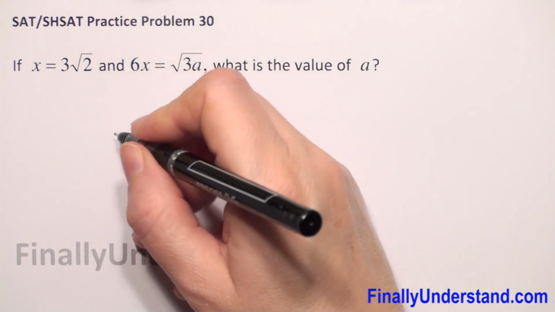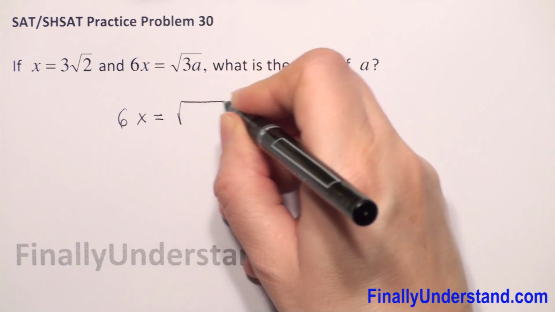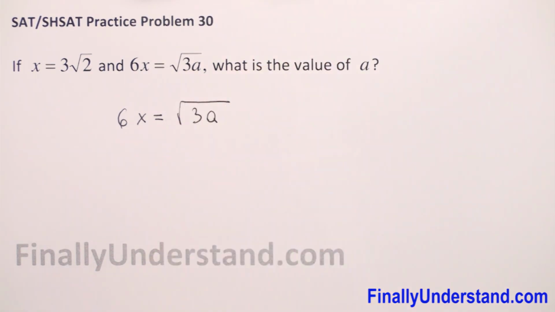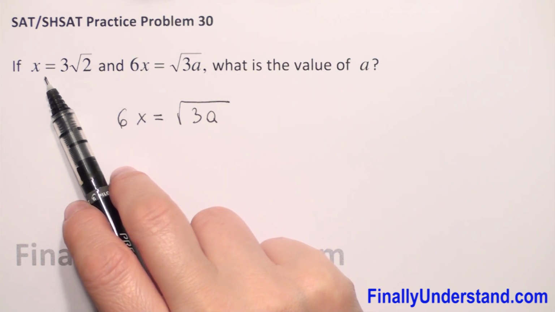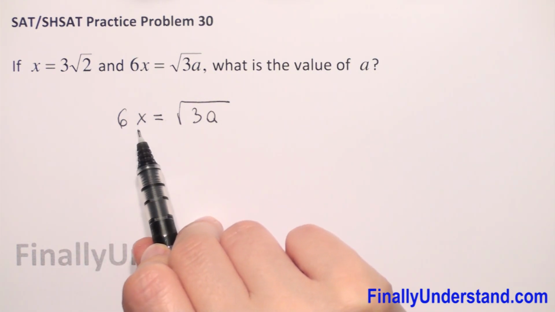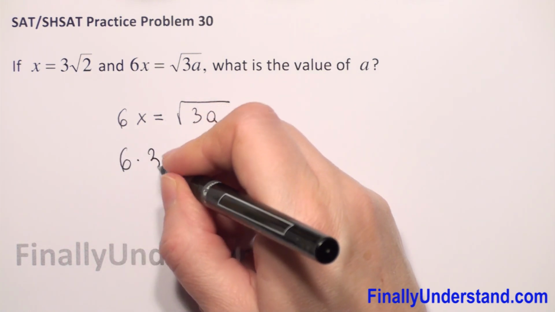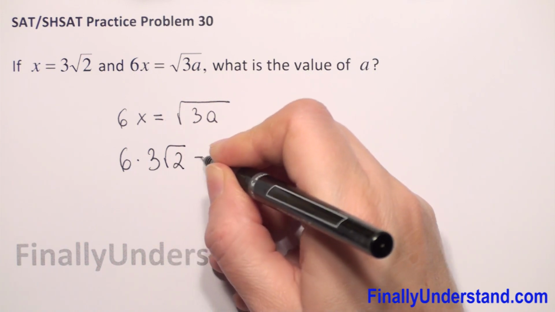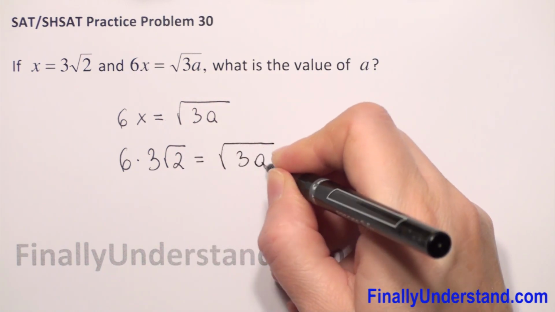So a is in the second equation. Let me copy our second equation. We have 6x is equal to the square root of 3a. X is given. It is 3 square root of 2. So we can substitute x. So 6 times 3 square root of 2 is equal to the square root of 3a.